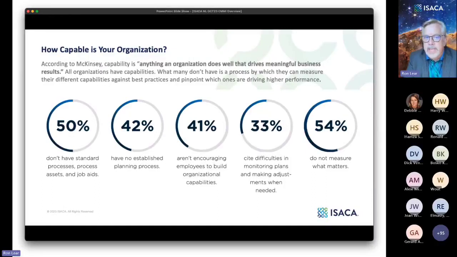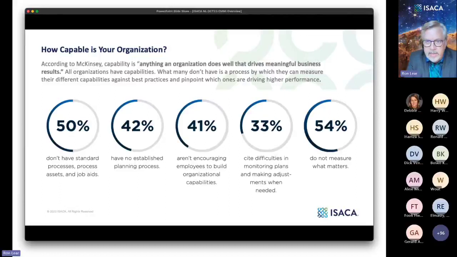Every organization has capabilities, but many don't have a process to actually measure that capability against best practices and pinpoint which ones are driving higher performance. You can see some of the McKinsey results here. 50% don't have standard processes, and that could be automated processes, it could be documented processes, etc. Planning, building organizational capability, no real way of measuring what matters or monitoring things.